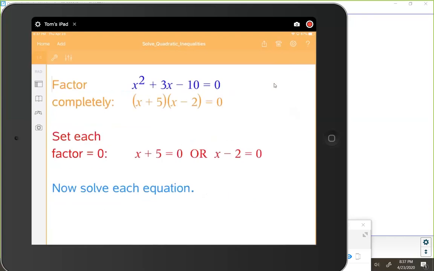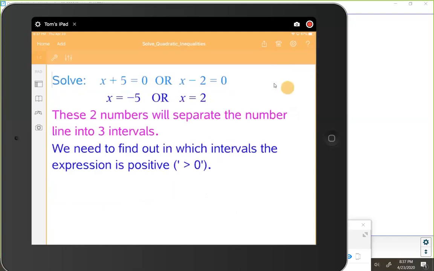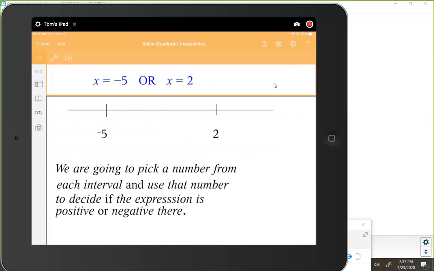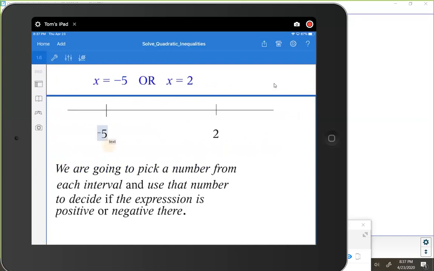We factor it, set each factor to 0, and solve. Of course, we get x equals -5 or x equals +2. And so these two numbers separate the number line into intervals. And we want to find out which ones are positive. That's our goal, okay? So what I do is I make a number line like I have here, and I put in the 2 zeros, separates into 1, 2, 3 intervals. And we're going to pick a number in each one of those intervals to see whether that expression is positive or negative there.